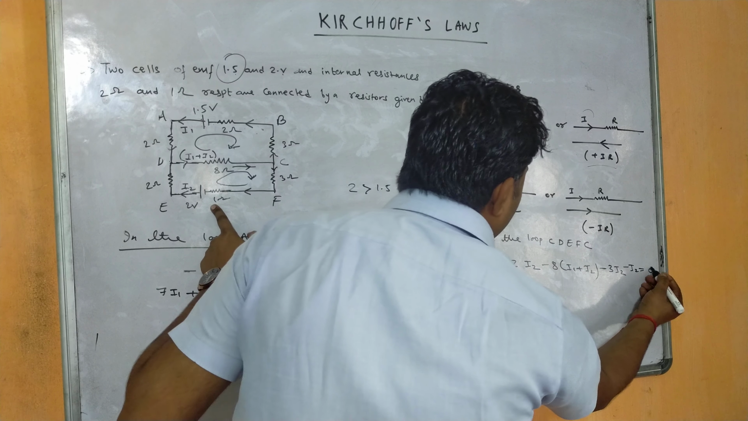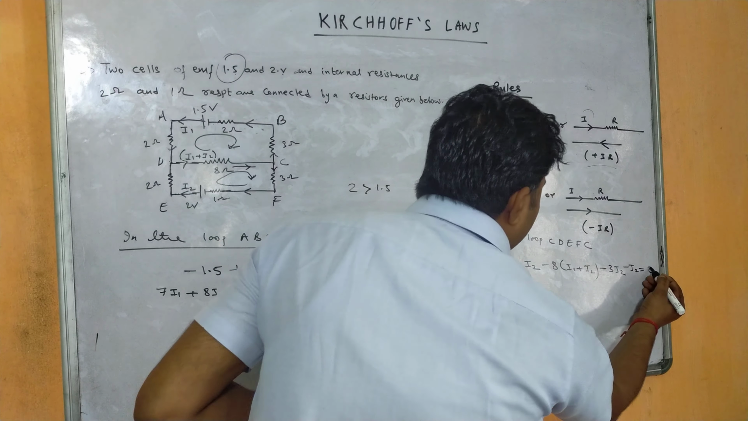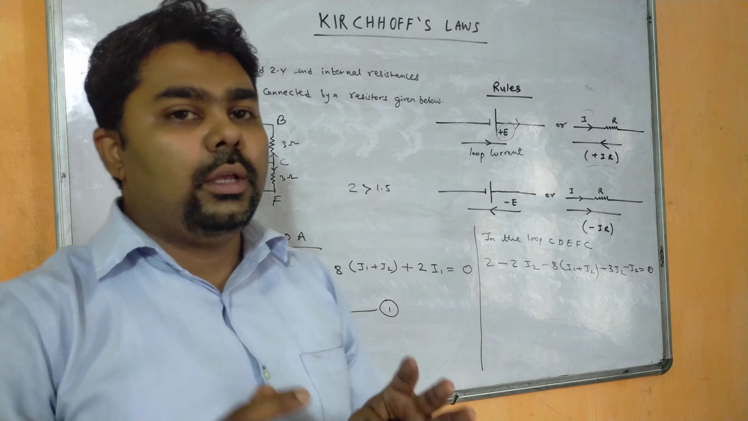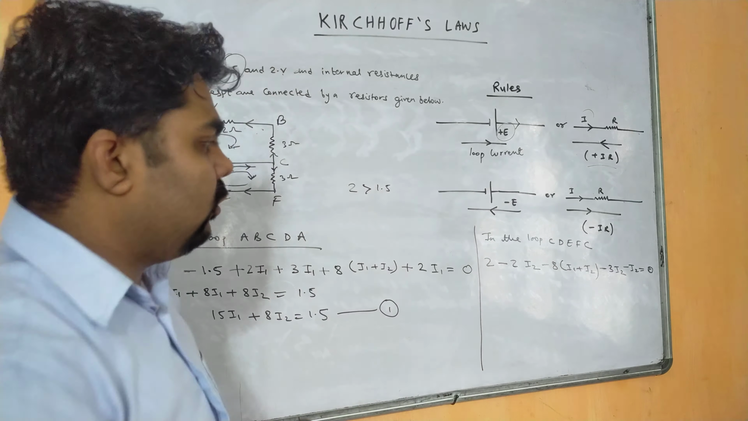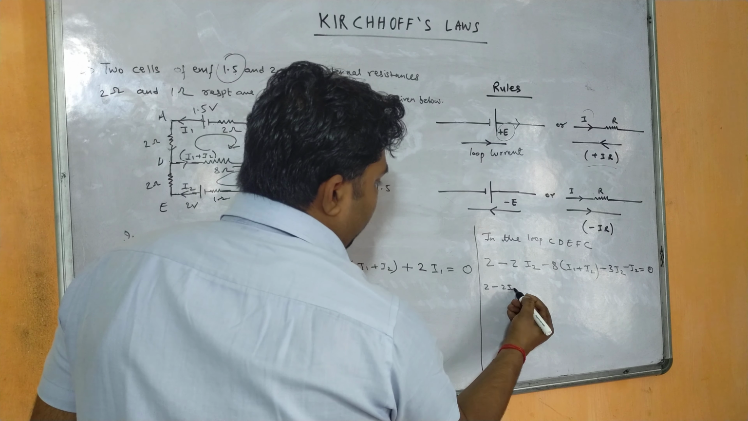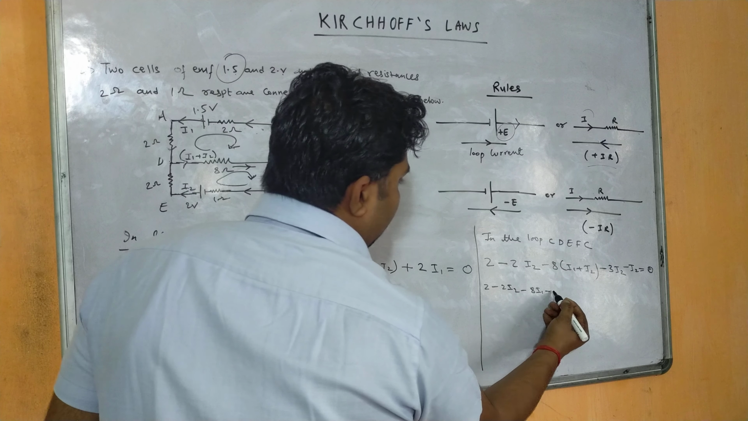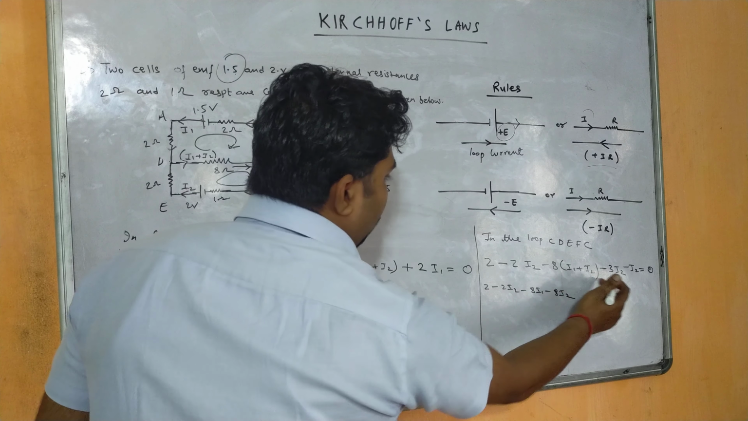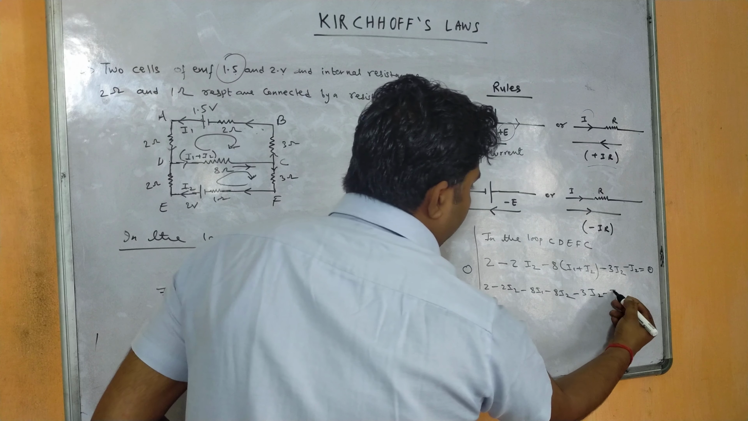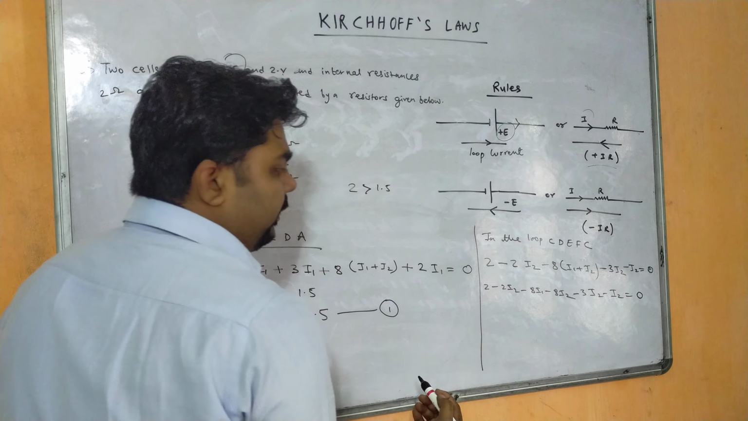Minus I2 must be equal to 0. That means the total voltage, that is the EMF and the loop voltage, must be equal to 0, right? So you see, 2 minus 2I2 minus 8I1 minus 8I2, so I am solving this one, minus 3I2 minus I2 equals 0. Now we need to add it up.